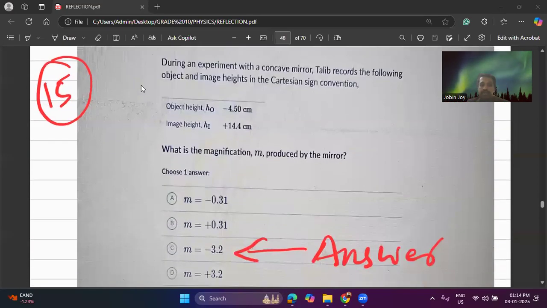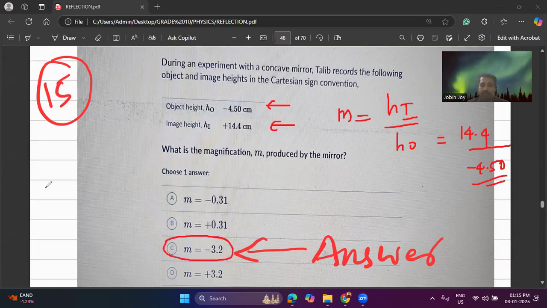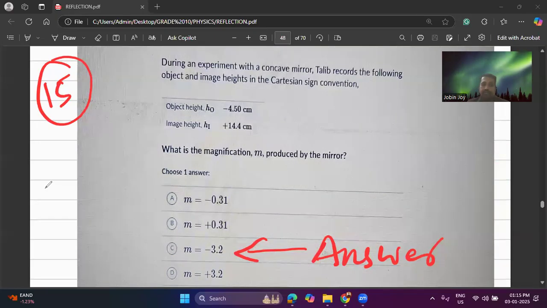Okay, then next is, during an experiment with a concave mirror, these are the observations. HO is this, HI is this. What is the magnification? We know the equation: HI divided by HO. That will be equal to 14.4 divided by minus 4.50. Once you solve it, you will get the magnification as minus 3.2. So the answer is minus 3.2.